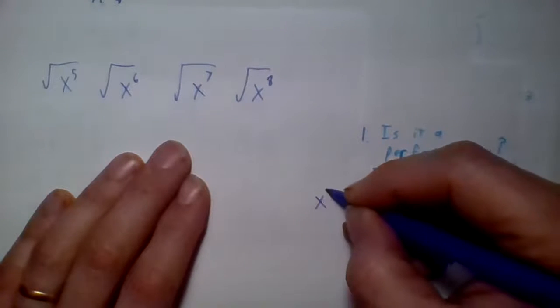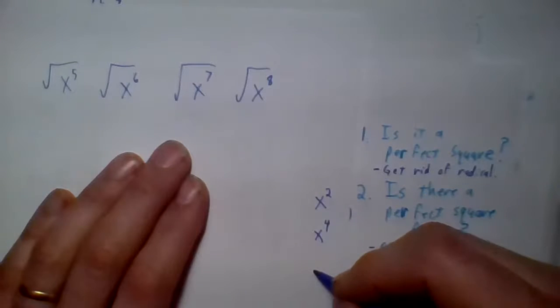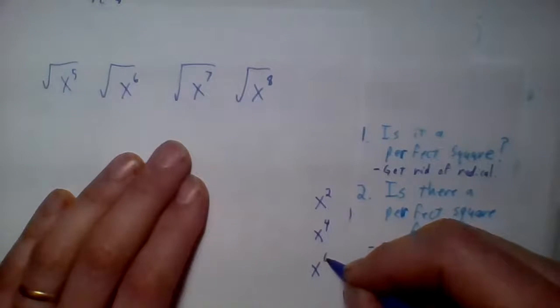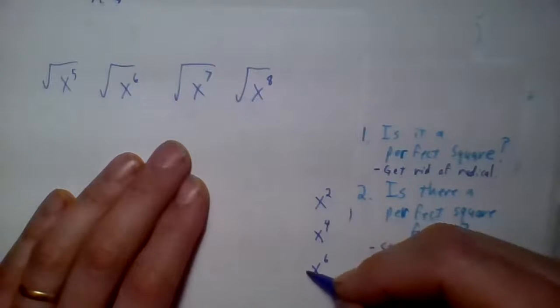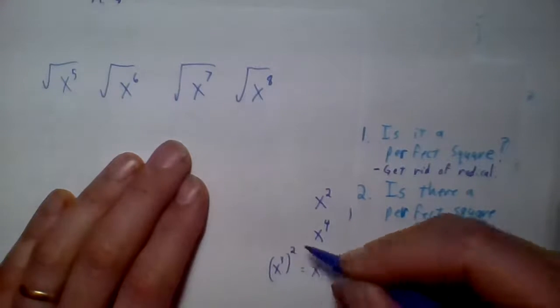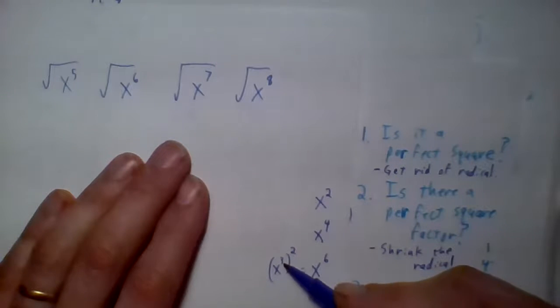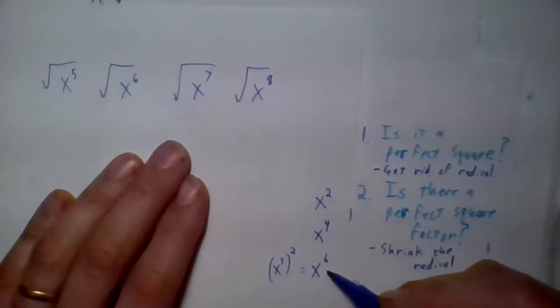And x squared is a perfect square, and x is a perfect square, and x to the sixth is a perfect square. I say it's a perfect square because it's equal to something nice squared. That same exponent rule that we talked about with the fractions of multiplying exponents, that's the deal here. Anytime I can square something and come up with this, this is a perfect square.